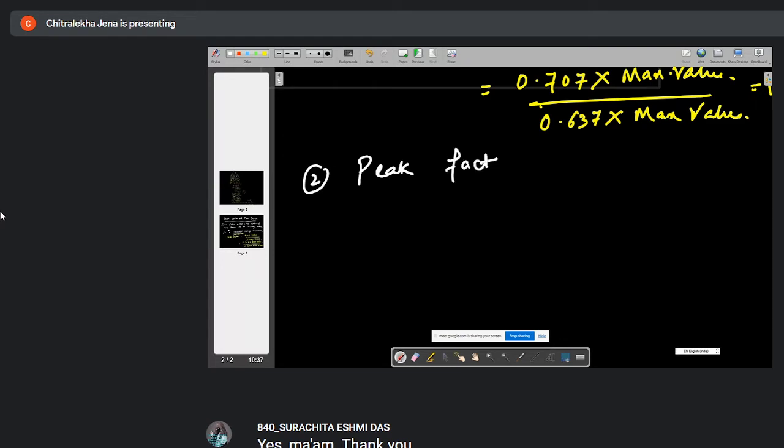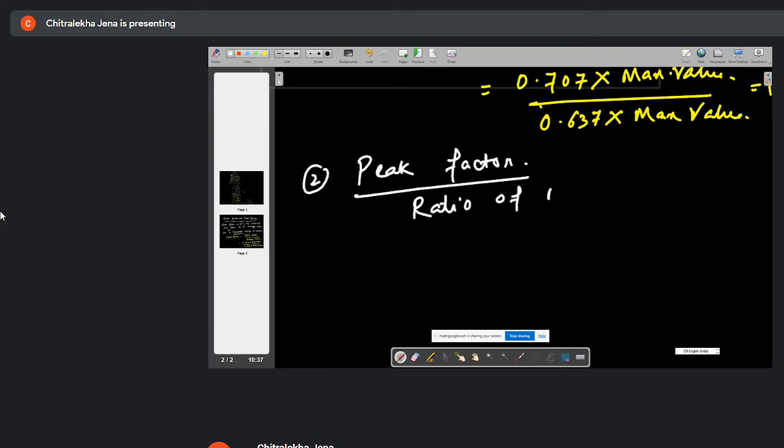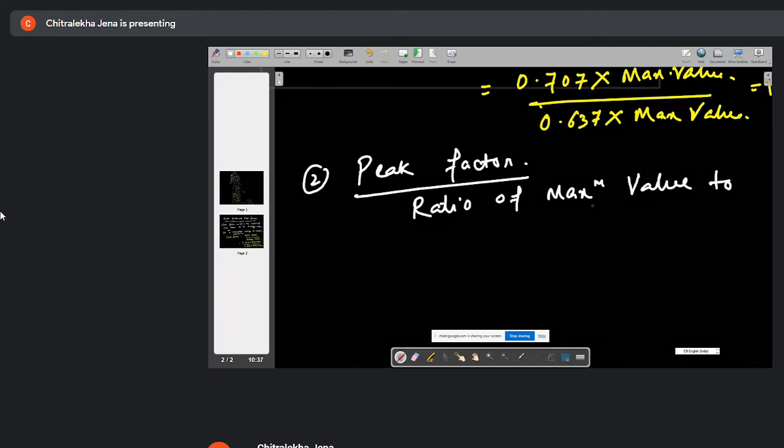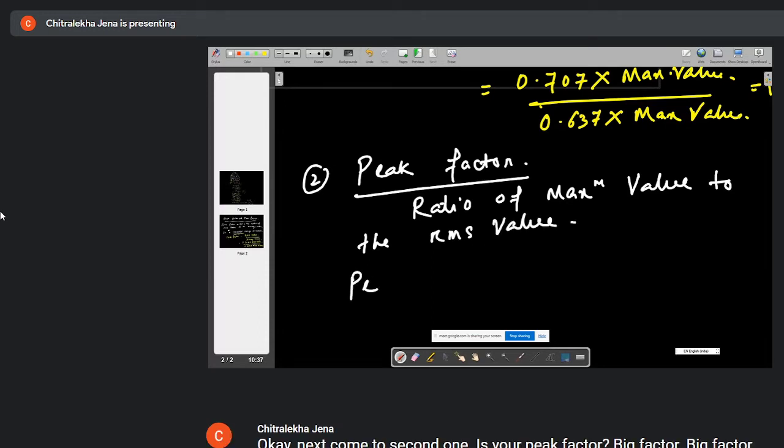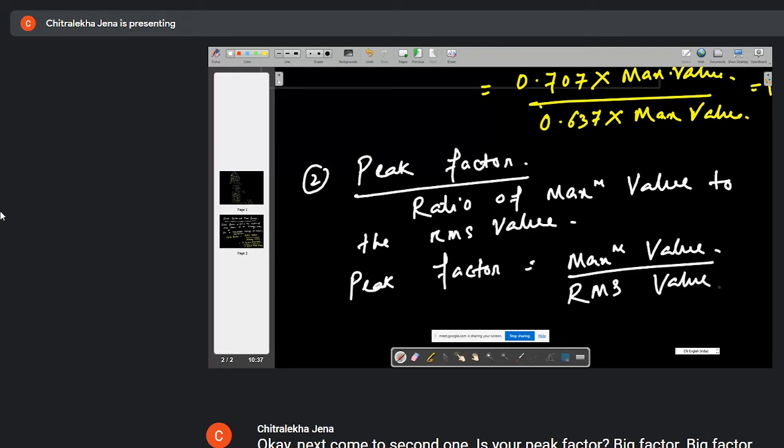Peak factor. Peak factor is the ratio of maximum value to the RMS value. Peak factor is equal to maximum value divided by RMS value.